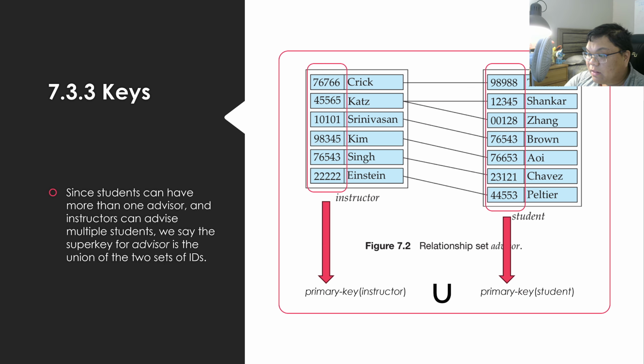So, we can call this a super key, but we can also call it a primary key under a specific condition, and I'll get to that in a little bit. Basically, depending on the mapping cardinality, you might need to use both IDs, or you can use one ID. And I'm talking about the student and instructor IDs here.